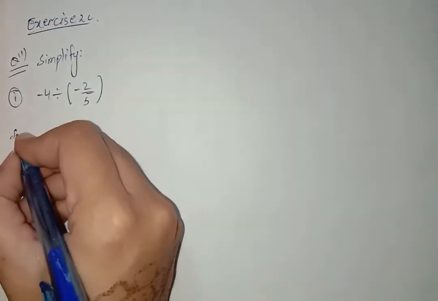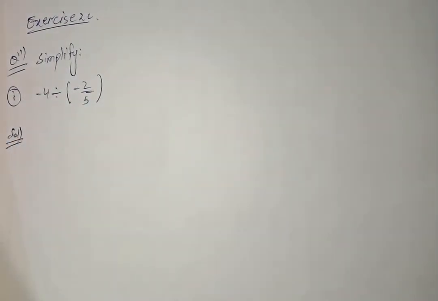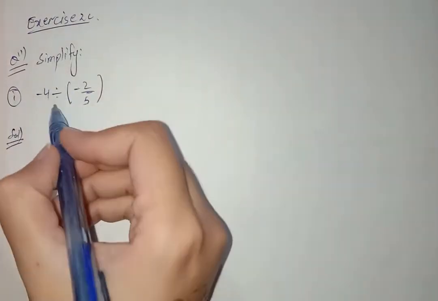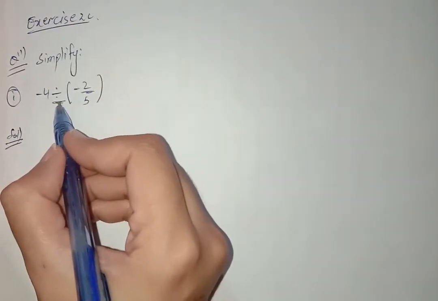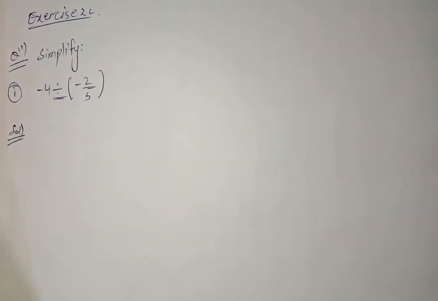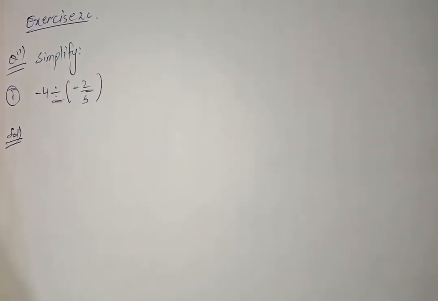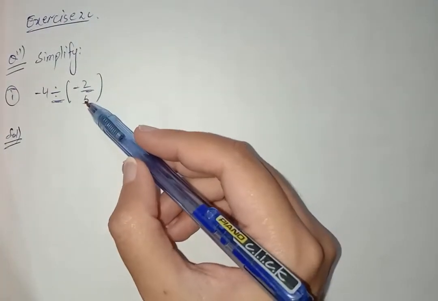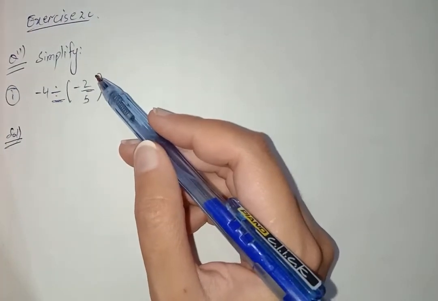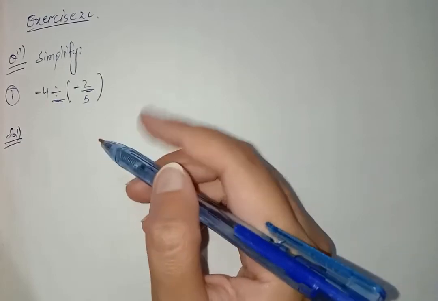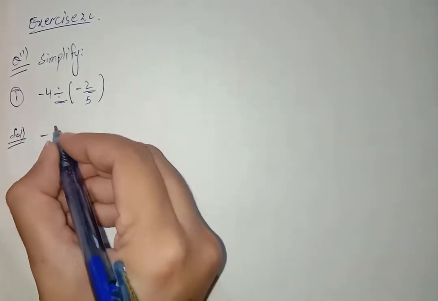There are some rules which we have learned in our class 4 and 5. If there is a division sign, we have to change the division sign into a multiplication sign. The simple thing which we have to do is that the denominator changes into a numerator and the numerator changes into a denominator. I will explain to you how we can solve it.